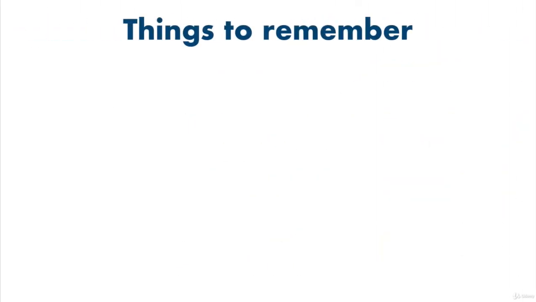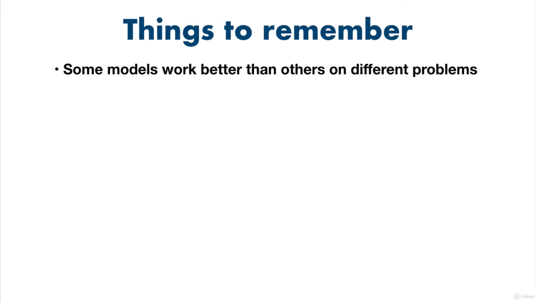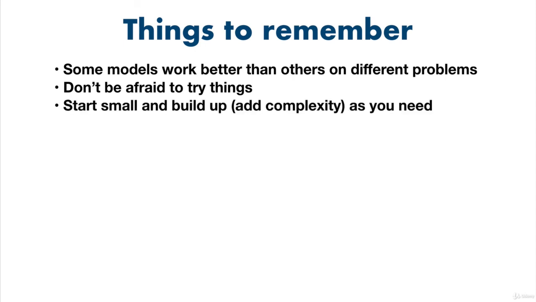The things to remember. Some models work better than others in different problems. Don't be afraid to try things. Now, this is really important. Machine learning is, as we said before, a highly iterative process. So some things that you try out may not work the first time, and that means you just neglect that thing going forward and try something else. Start small and build up. Add complexity as you need.